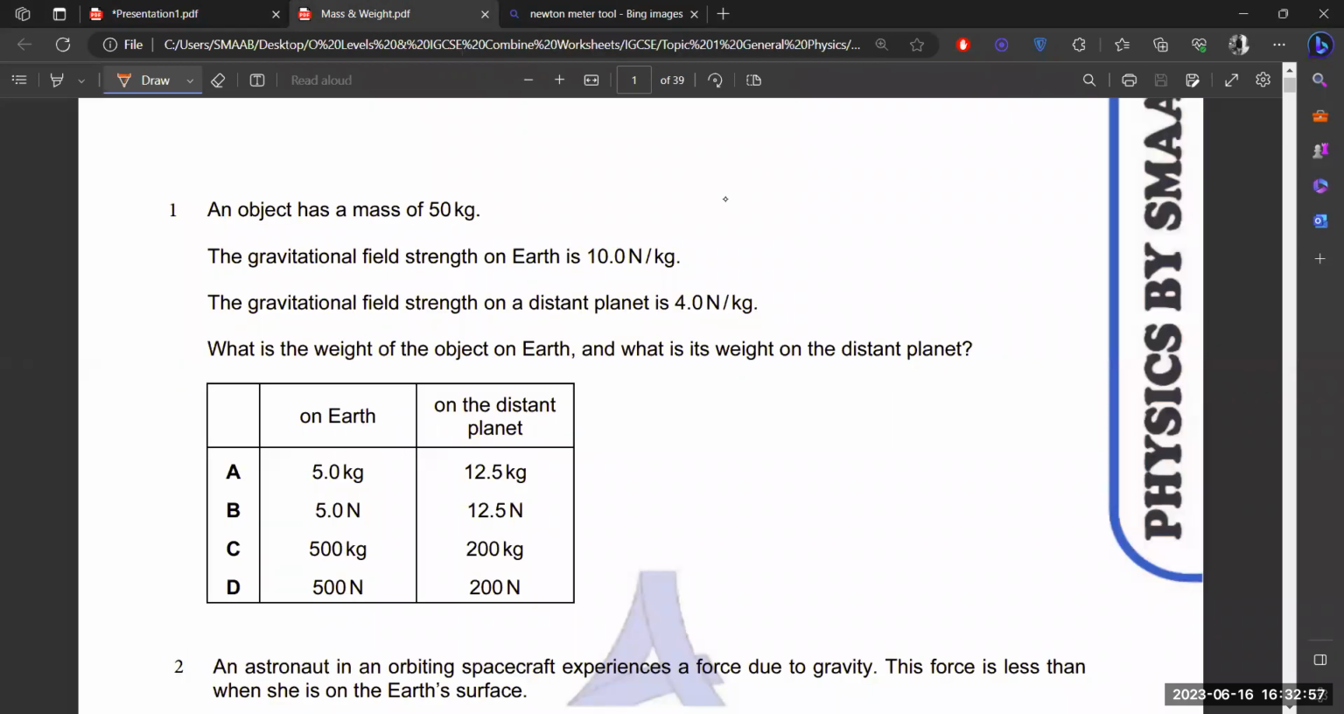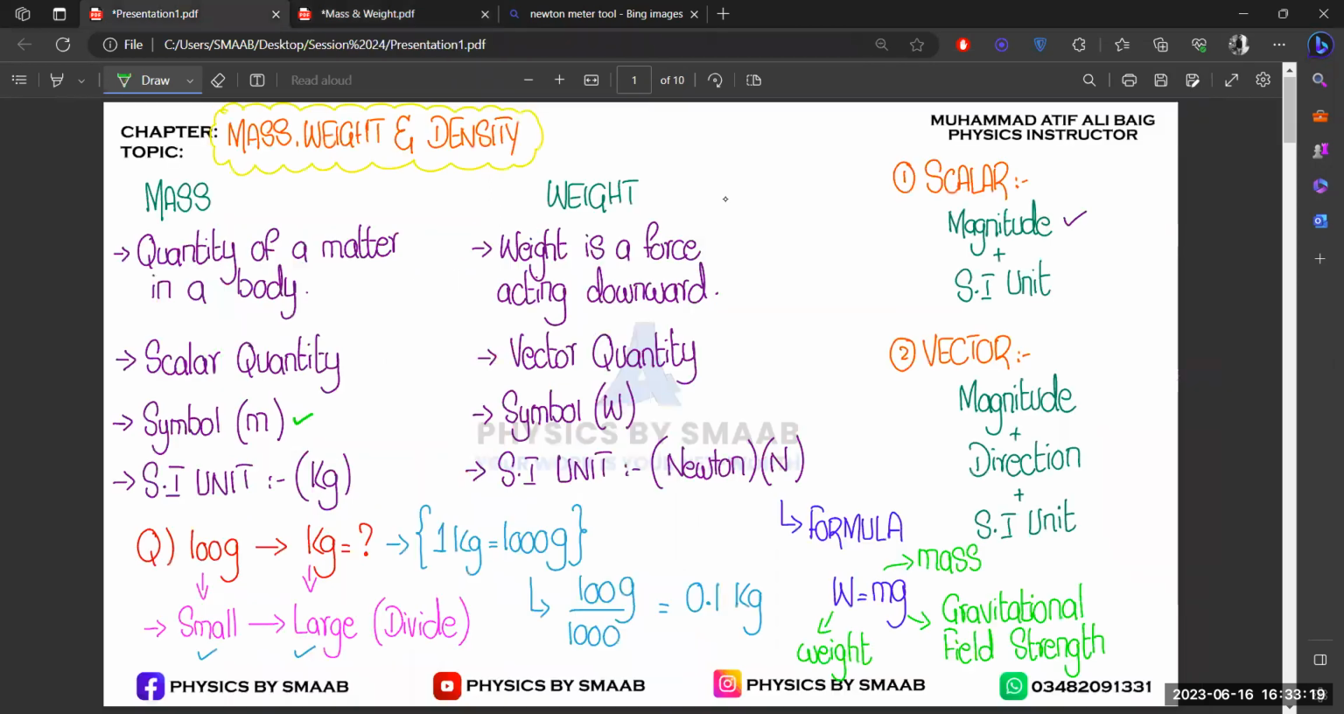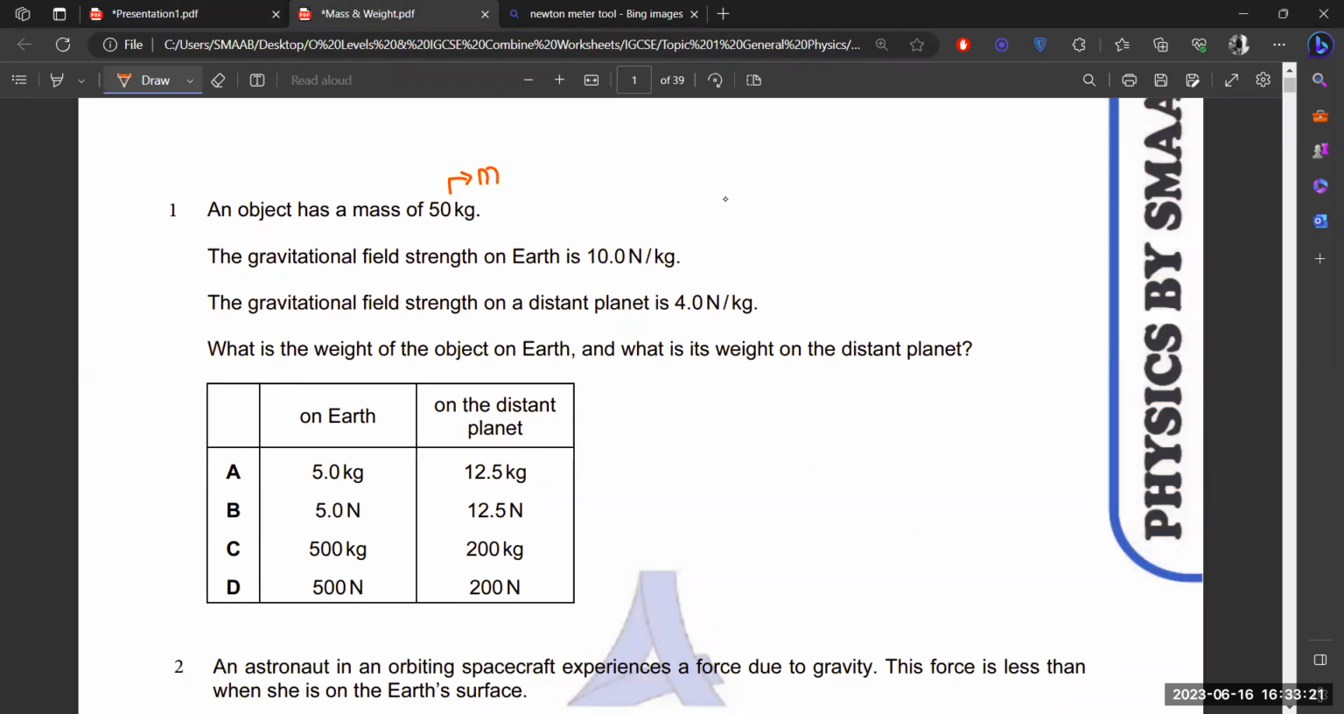So while solving the question, just keep in mind or write on the paper that the symbol for this 50 kg is m. That will give you the idea of which formula is going to fit into this question, right? And the gravitational field strength on Earth is 10 newton per kg. So what is the symbol for gravitational field strength? If you remember, small g, right? Any confusion?